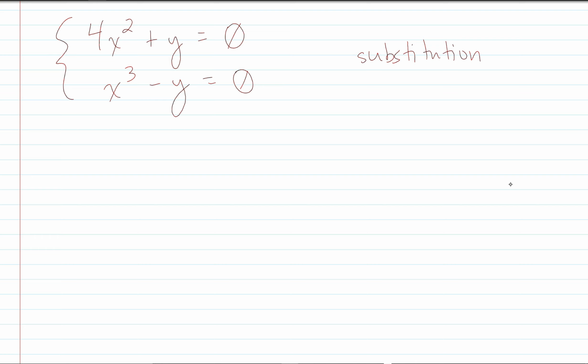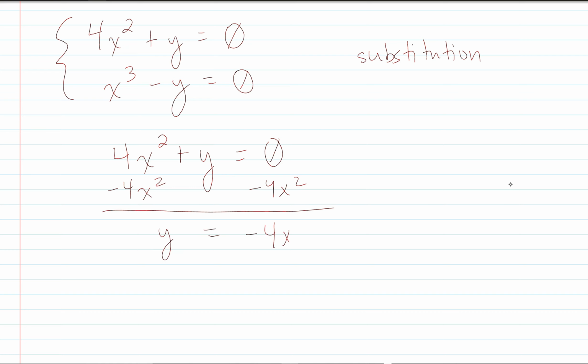So let's start off with one of the equations and solve for either x or y. I'm just going to take this top equation, 4x squared plus y equals 0, and solve for y. So I would subtract 4x squared from both sides. So I get y is equal to negative 4x to the second power. Right? So y is equal to that. And I'm going to take that and substitute it into that other equation.